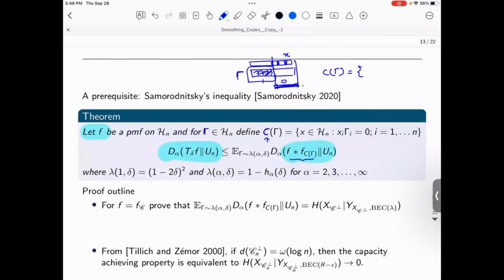So simply, this C gamma is a hypercube, in a way parameterized by gamma. And here, this gamma is chosen randomly. The distribution is, each bit in gamma is distributed according to the Bernoulli distribution, where the corresponding parameter is given by this quantity.